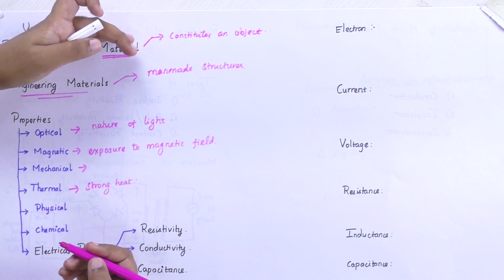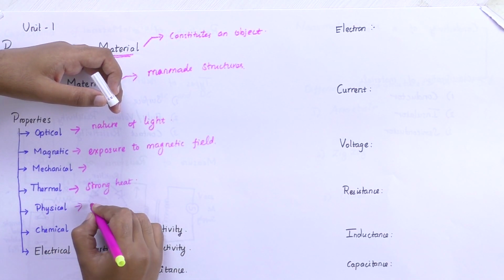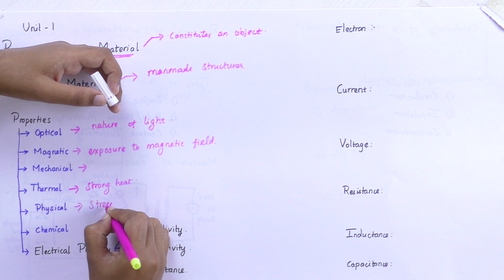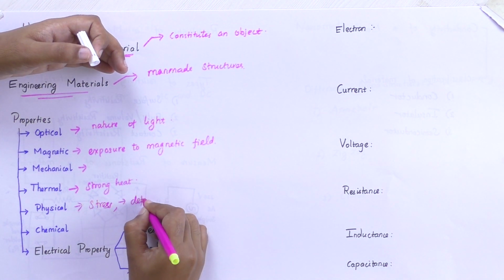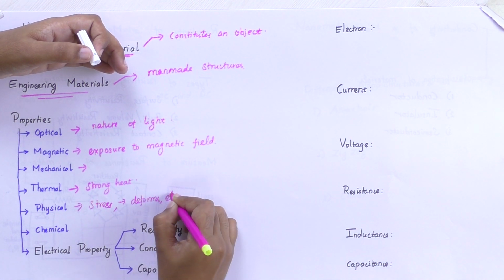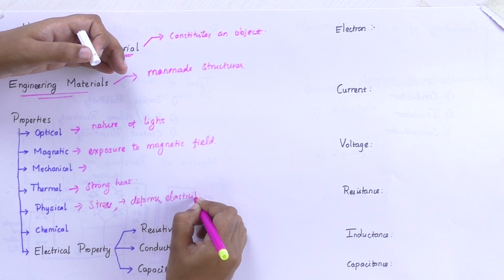If we know the thermal property, then only the quality of the material can be known. If we want to use it in a temperature resistant medium, we need to know the thermal property. The next is the physical property. When you apply a stress, how does a material deform? Elasticity, it regains its own shape. So we have to see the physical properties also for a material.